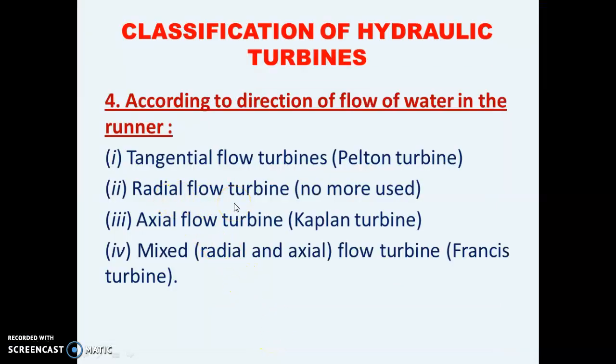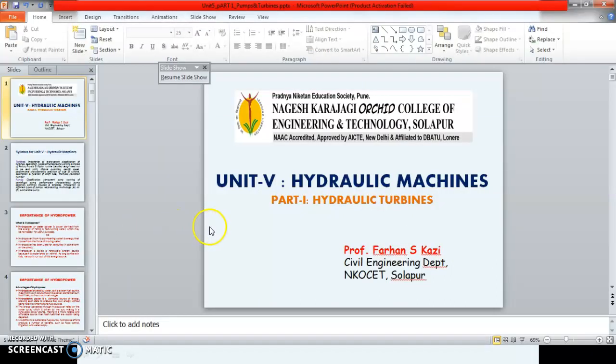Next is the radial flow turbine. These turbines are no more used, but if you want to know what is meant by radial flow, the flow in the impeller of a centrifugal pump is nothing but a radial flow. So you can see those lectures about centrifugal pump. That is the example of radial flow. Now next is the axial flow. For axial, Kaplan turbines are axial flow turbines.